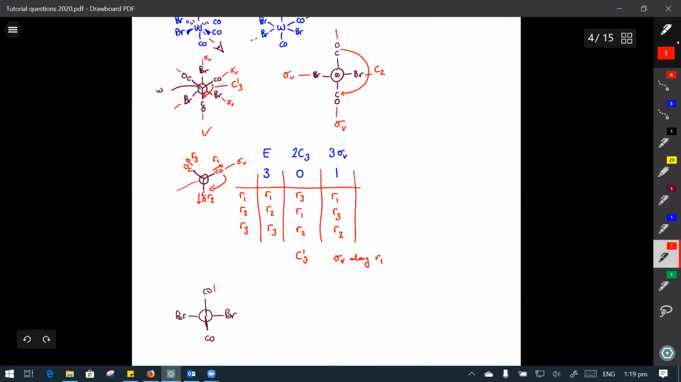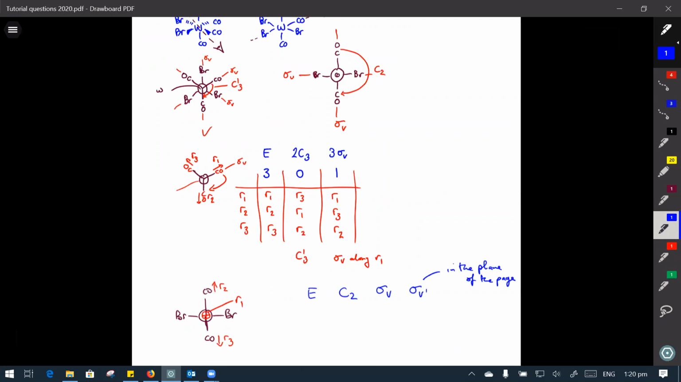We'll call this one R2. We'll call this one R3. And then we'll put a wee plus here that indicates this is R1. So that's the carbonyl coming out at you, okay? And then we've got E, C2, sigma V and sigma V prime. It hasn't specified any axes here, so you can specify them yourself by saying in the plane of the page. You can just write that in the exam. It makes it nice and clear to me what you mean, and that's a good idea, I think.